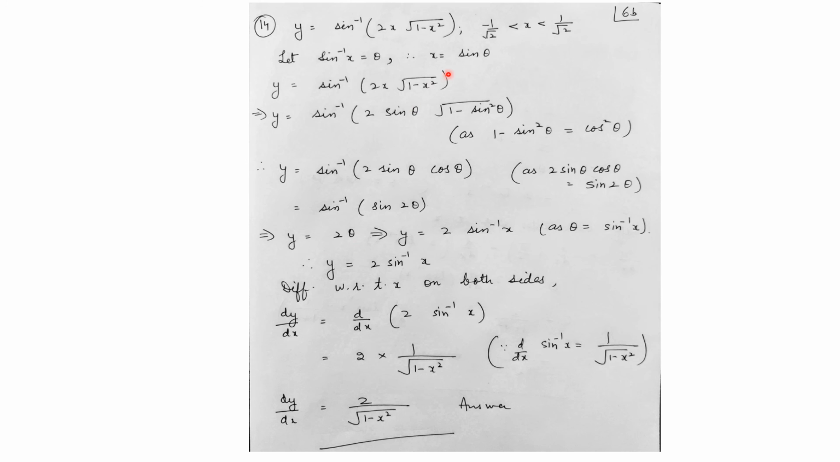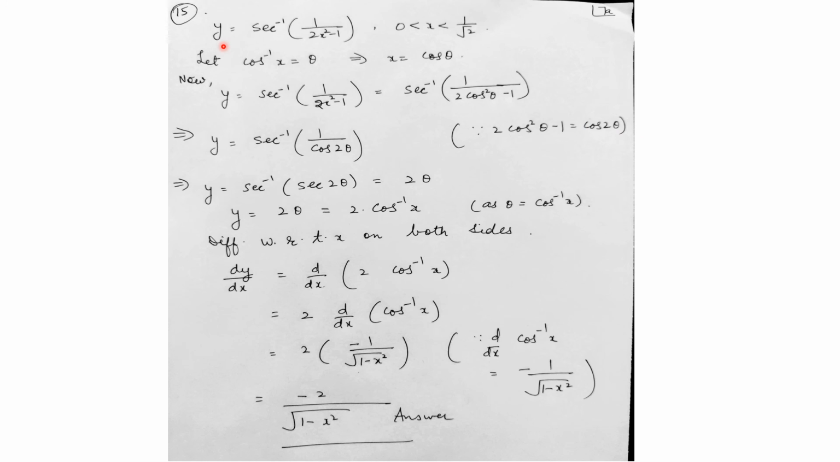Now put the value of theta, which was originally taken as sine inverse x. So y is equal to 2 into sine inverse x. Differentiating with respect to x on both sides, you get dy by dx is equal to d by dx of 2 sine inverse x. This 2 will come outside as it is, multiplied by the formula for the derivative of sine inverse x, which is 1 upon the square root of 1 minus x squared. So it is 2 multiplied by 1 upon the square root of 1 minus x squared, which is the answer. dy by dx is equal to 2 upon the square root of 1 minus x squared.